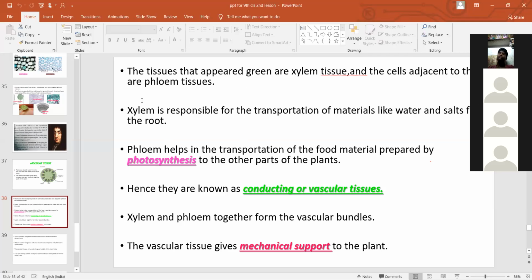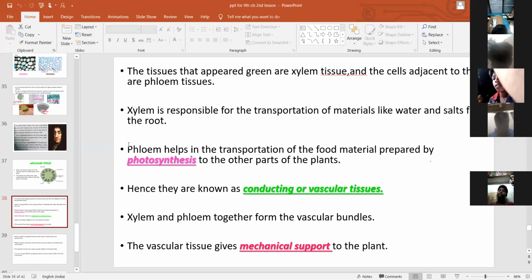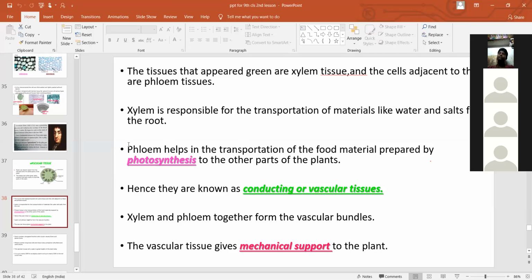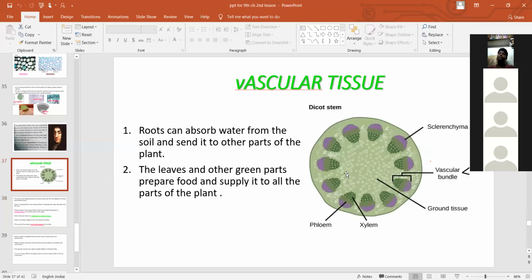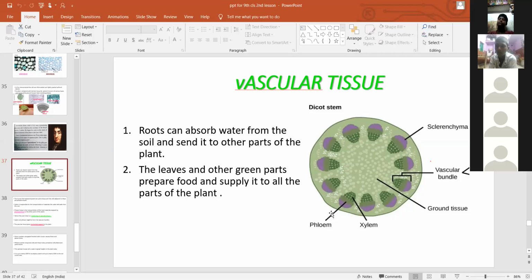Next, the tissues that appear green are xylem tissues. The tissue with the green color is called xylem tissue. And the adjacent cells of the plant body are called phloem.